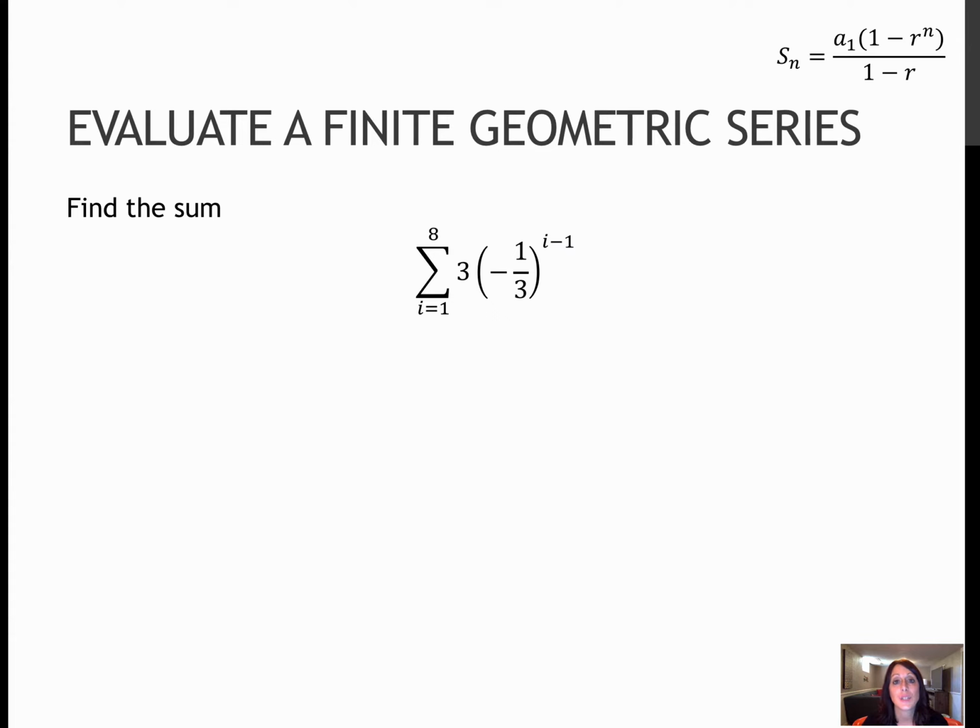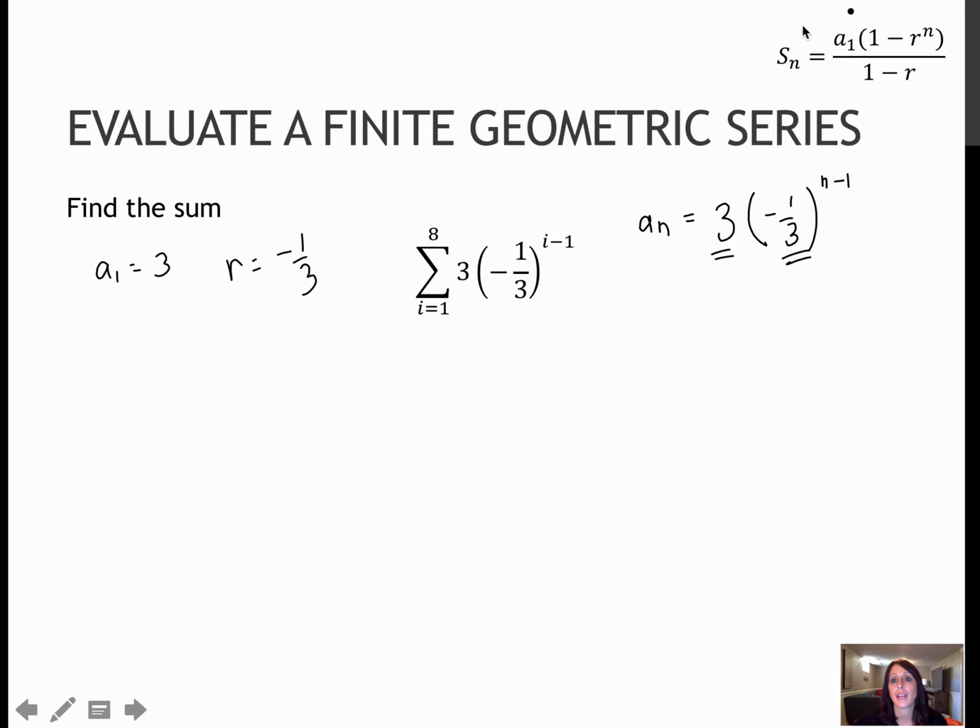So this one's written a little bit differently because it's written in summation notation. But keep in mind that this part is just my a sub n equals 3 times negative 1/3 to the n minus 1. That's essentially what is happening here. Notice instead of n, they have i. That's because they're using that index notation here. But that tells me that my first term is 3 without having to do any work at all, and that my ratio is negative 1/3, again, without having to do any work at all, which is nice.